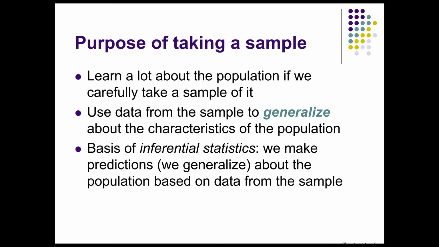The survey that we've been using in class, in the lab, the General Social Survey, is a sample of adults living in the United States. So we're using data from that GSS sample to generalize or to infer about the characteristics of adults in the United States. And so that's why we're using the GSS. We can do inferential statistics with it.